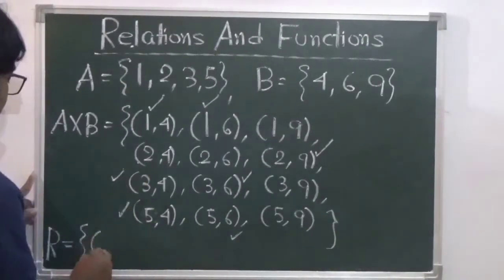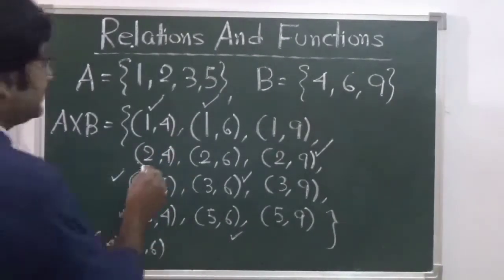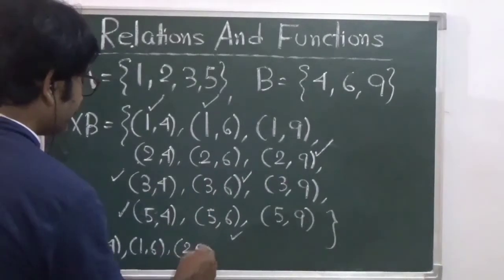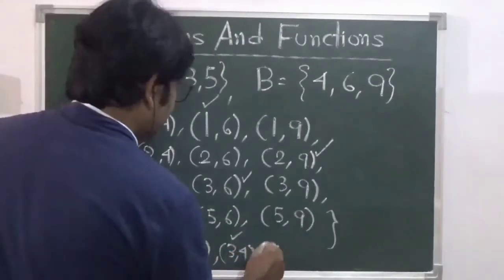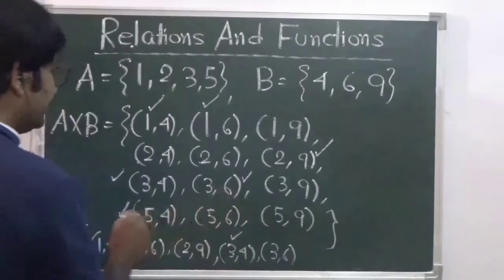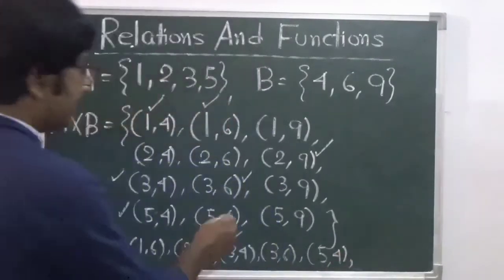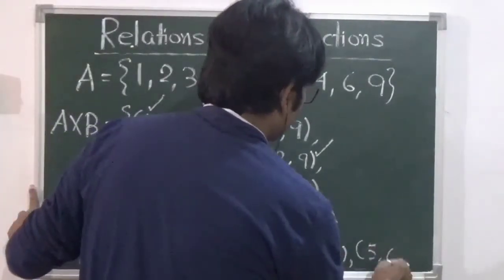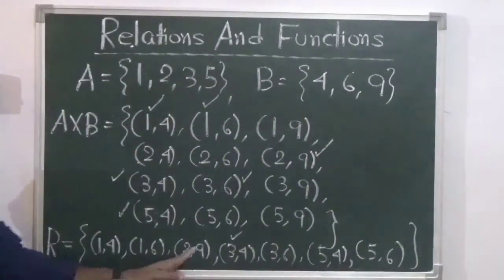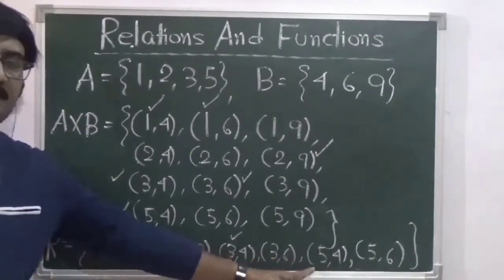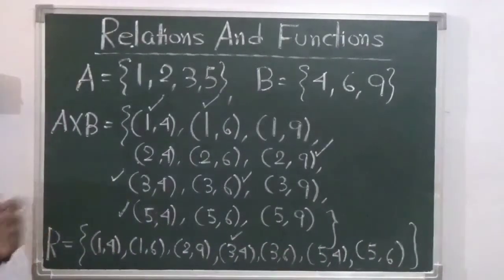So we can write R as (1,4), (1,6), then (2,9), (3,4), then (3,6), then we have (5,4), and then we have (5,6). So (1,4), (1,6), (2,9), (3,4), (3,6), (5,4), (5,6). These are the ordered pairs which are included in the relation by the given condition.